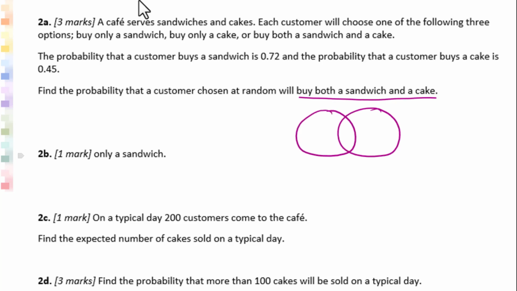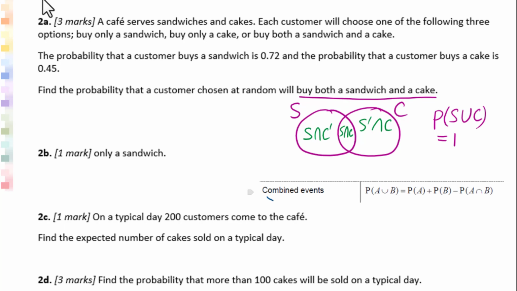Let's draw a Venn diagram, sandwich and cake. From the given information, we know the probability of S union C equals 1. Sandwich, no cake. This part is a sandwich and a cake. No sandwich, cake only. Let's use these combined events to figure out the probability of sandwich and cake.